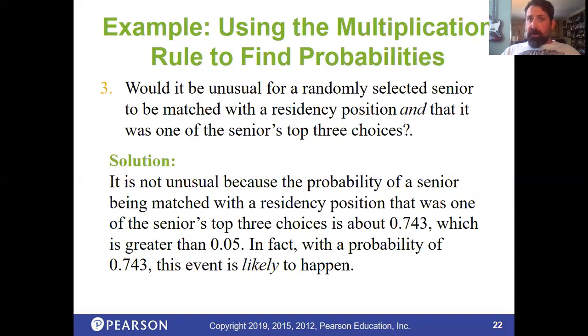Very unusual, we'll use as 1%. If it's a less than 1% probability, it's very unusual. So less than 5%, unusual. Less than 1%, very unusual. But greater than 5%, not unusual. 74.3% is well over 5%. So it's not unusual at all. As a matter of fact, it's quite likely to happen.